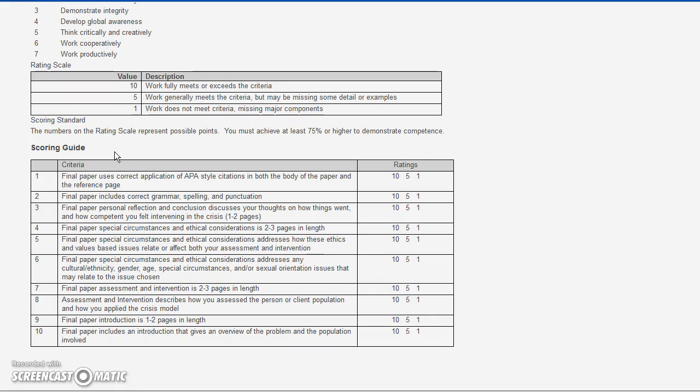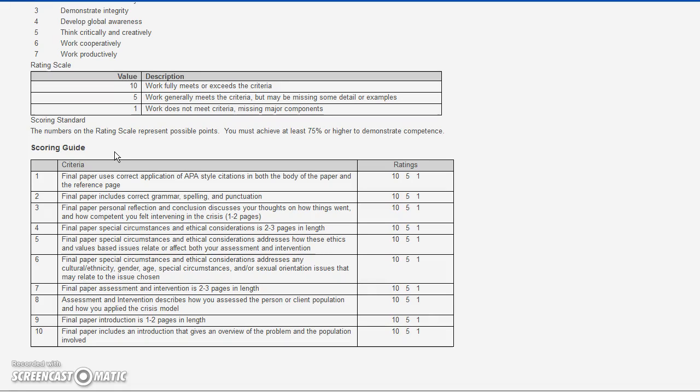Final paper, special circumstances and ethical considerations addresses how these ethics and values-based issues relate or affect both your assessment and intervention. Your final paper, special circumstances and ethical considerations, addresses any cultural or ethnicity, gender, age, special circumstances, and or sexual orientation issues that may relate to the issue chosen.